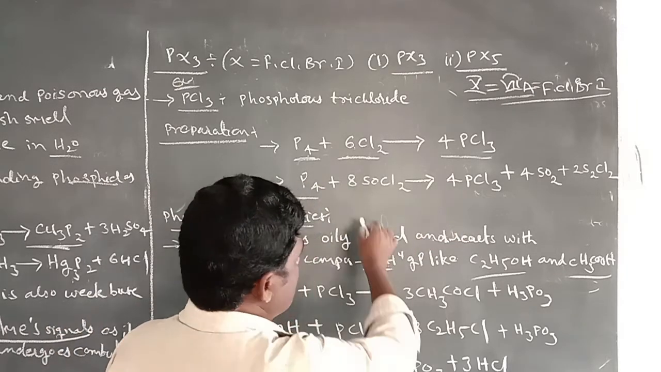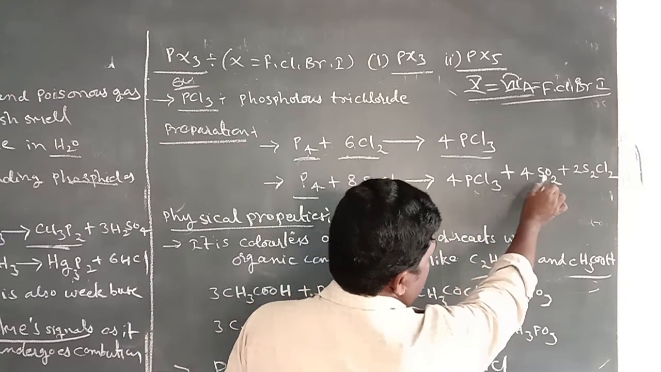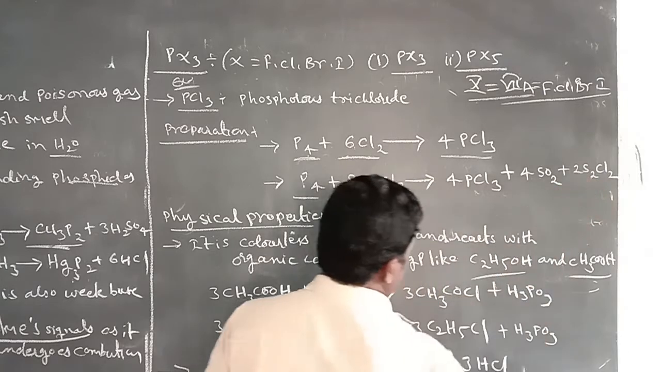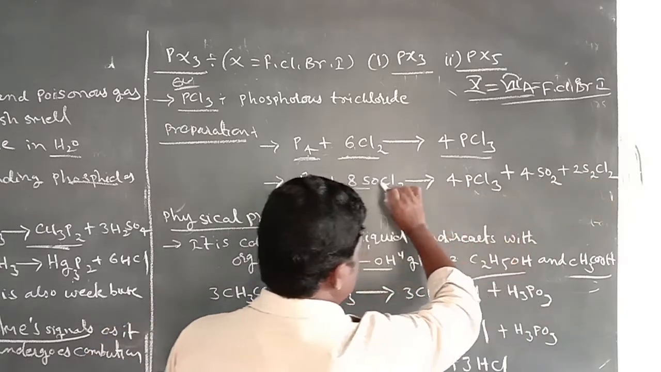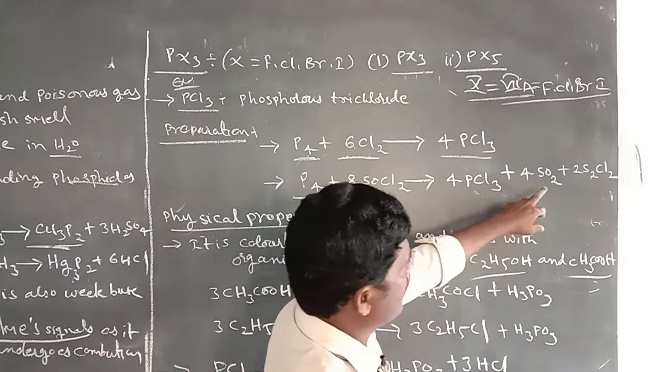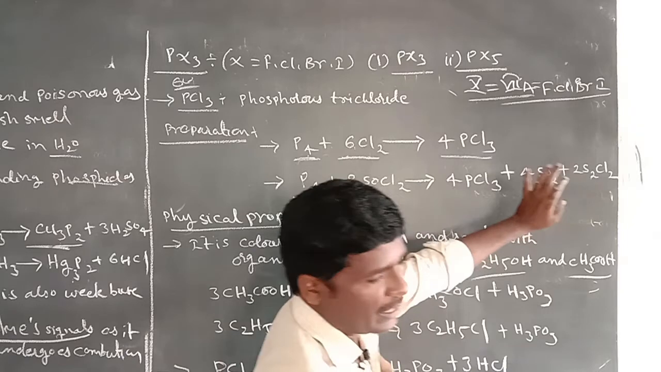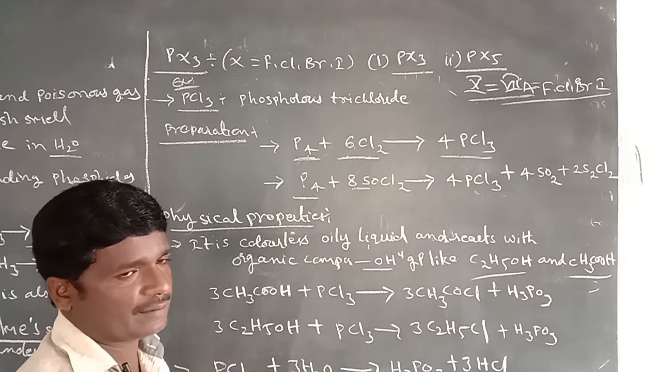Next, sulfur: 8 sulfur on the left and 4 into 2, that is 8. Oxygen: 4 into 2, 8. And next is chlorine: 8 into 2, that is 16. Then 12 plus 4 is 16, so the chlorines are balanced between the reactants and products.